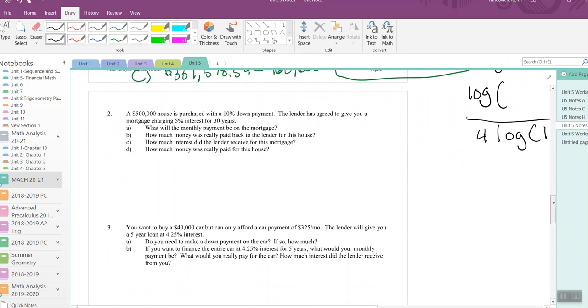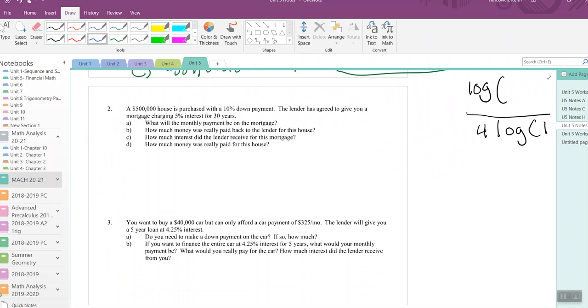All right, number 2. A $500,000 house is purchased with a 10% down payment. The lender has agreed to give you a mortgage charging 5% interest for 30 years. What will the monthly payment be?